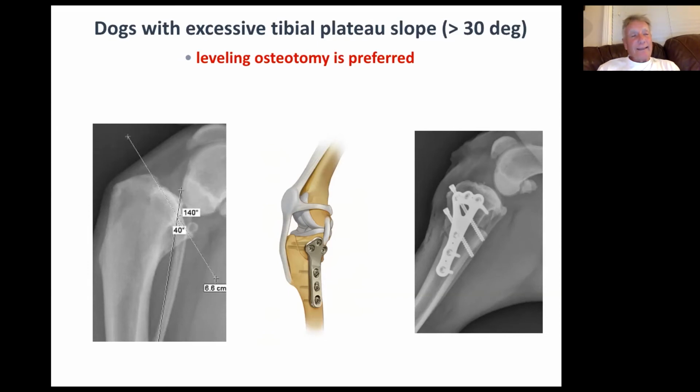Can you do a suture? I would do a suture if the client just cannot afford anything else. I still think you can help them, but it's not preferable. Modify that plateau. That's what most of us say.